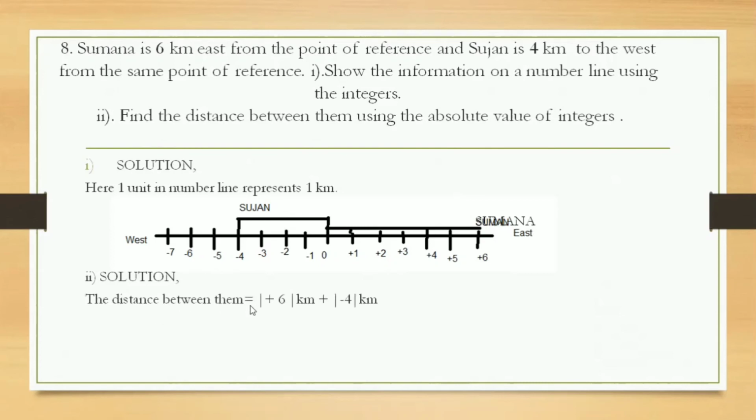The distance between them is the absolute value of plus 6 kilometers plus minus 4 kilometers, and when it comes outside of the absolute sign, this modular sign, it will be positive. 6 kilometers plus 4 kilometers is equal to 10 kilometers. Then we can add. Therefore, the distance between them is 10 kilometers. From here to here is 10 kilometers. Like this, as final.